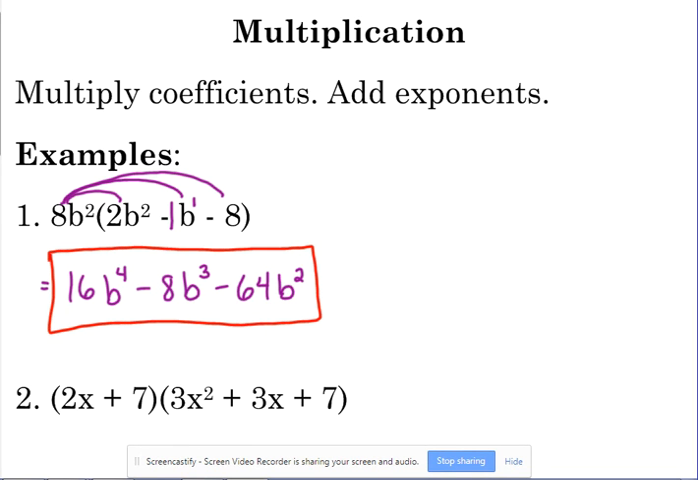Okay, now if there were any like terms, we could then add or subtract, but we don't have any that are alike. We've got b to the 4th, b cubed, and b squared. We can't do anything else.